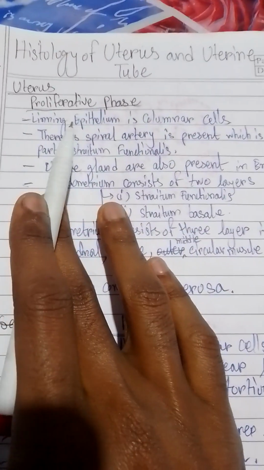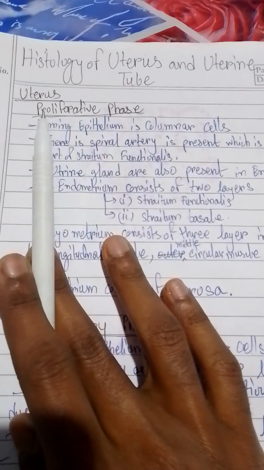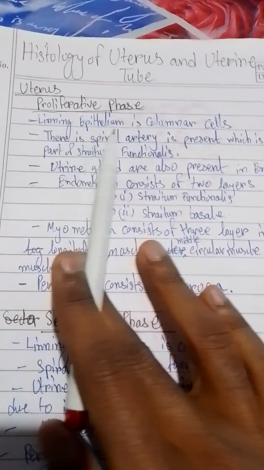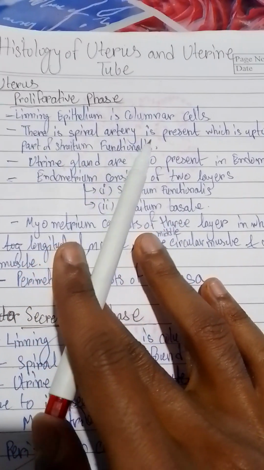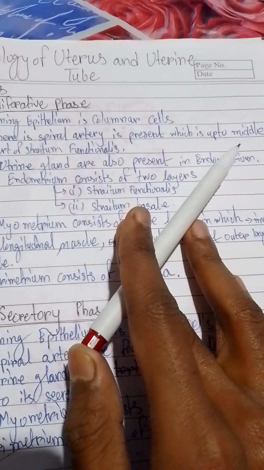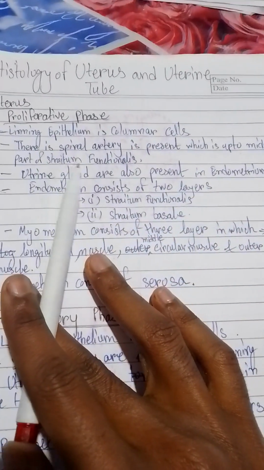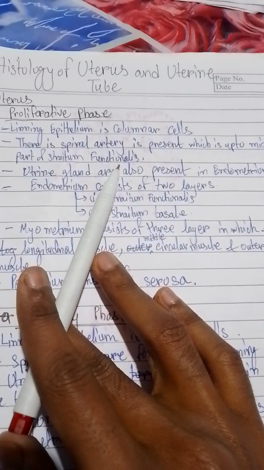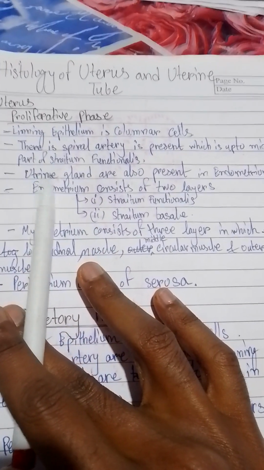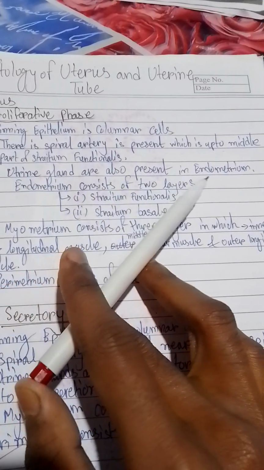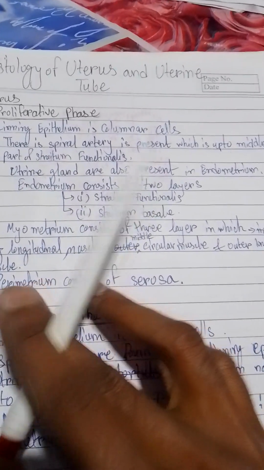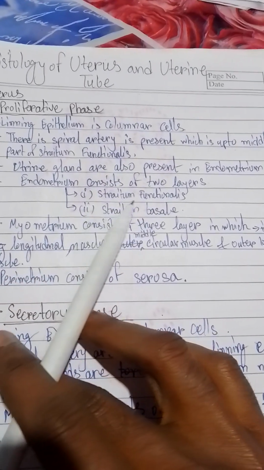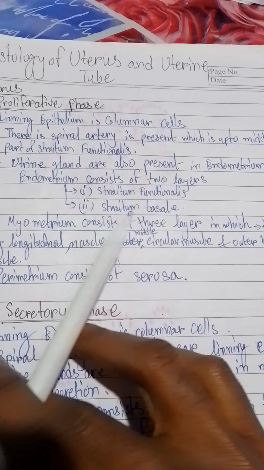In the proliferative phase, we can see that the lining epithelium is columnar cells. Spiral arteries are present, which extend up to the middle part of the stratum functionalis. Uterine glands are also present in the endometrium. The endometrium consists of two layers: first the stratum functionalis and then the stratum basalis.